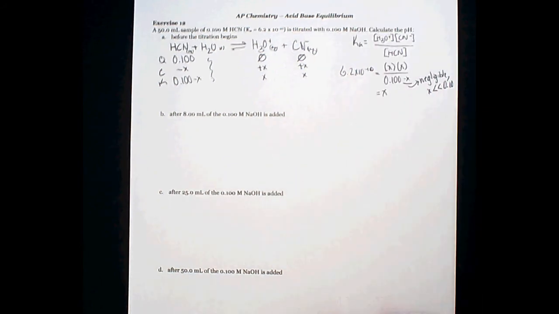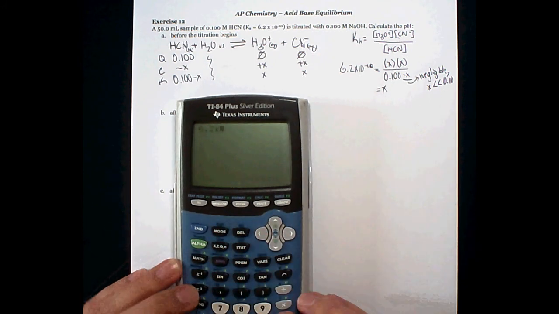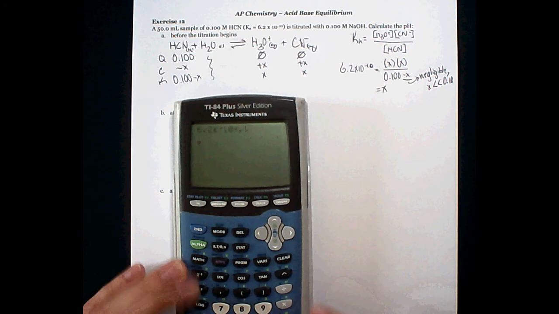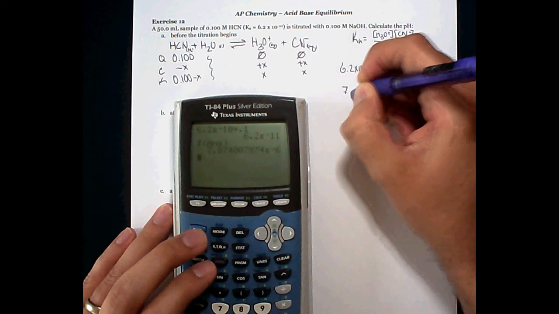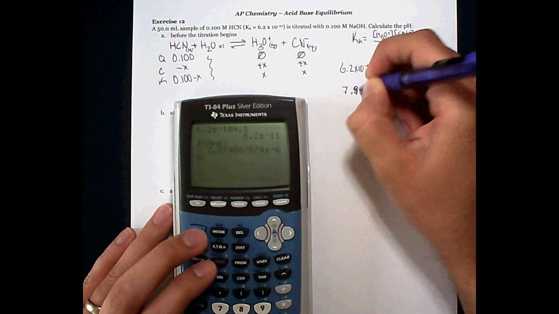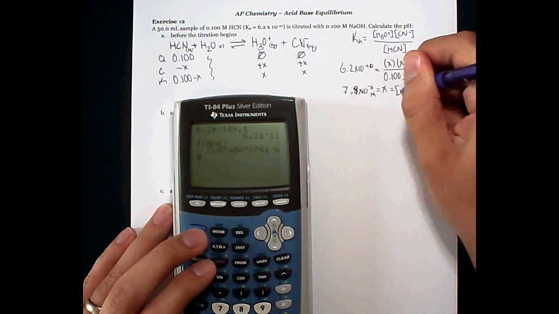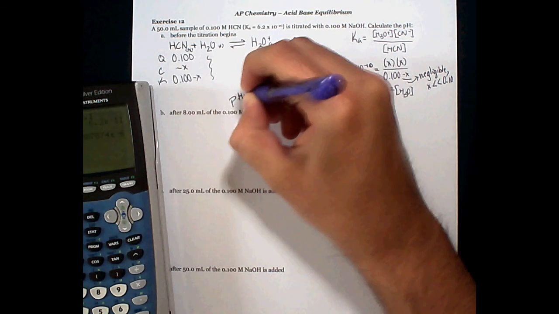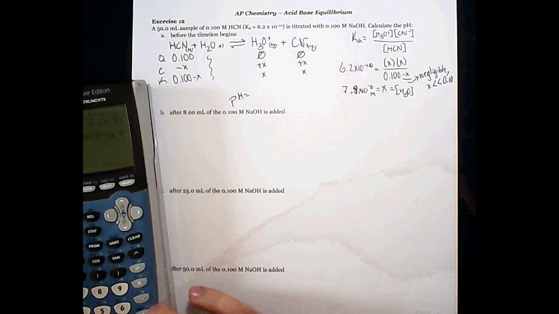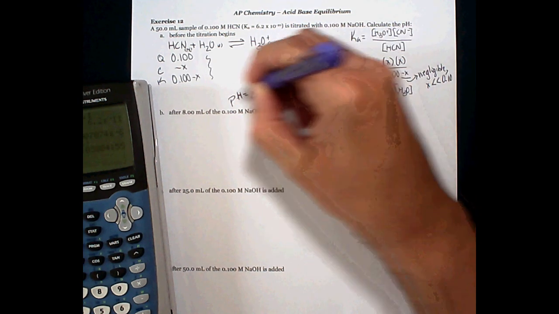Now we use our calculator to solve for x. We have 6.2 times 10 to the negative 10th times 0.1, then take the square root of that answer. We get x equal to 7.9 times 10 to the negative 6th, and that's molarity because that is the concentration of the H3O plus. Now, in order to find pH, we do the negative log of that. So negative log of our answer, we get 5.10.